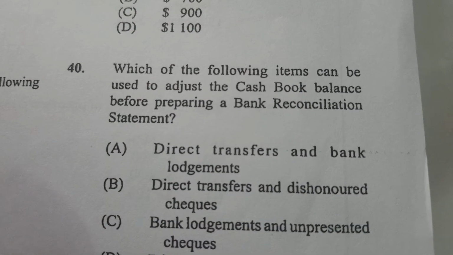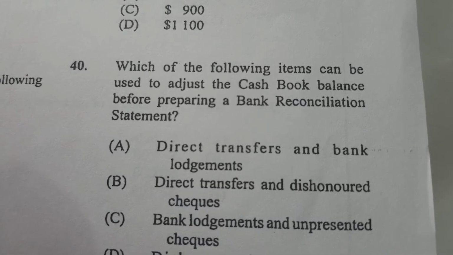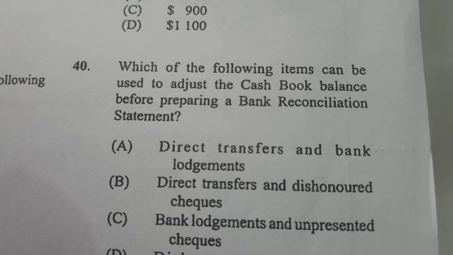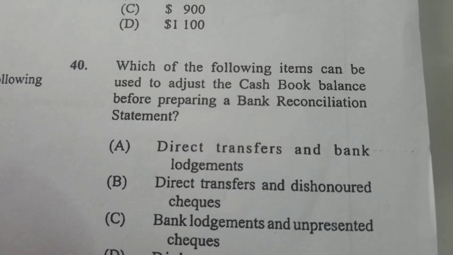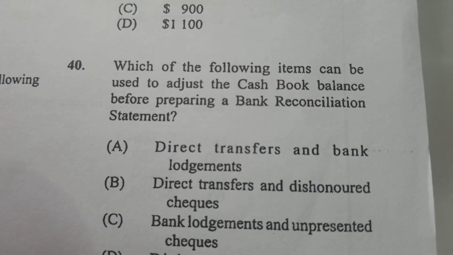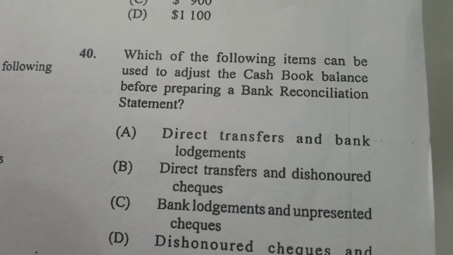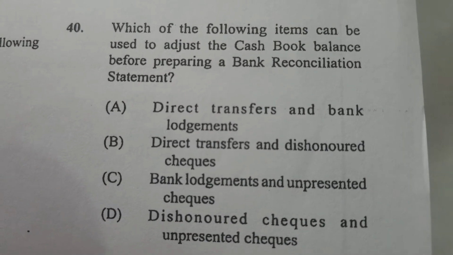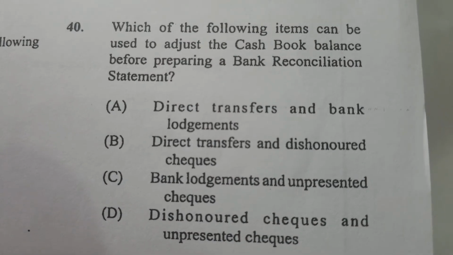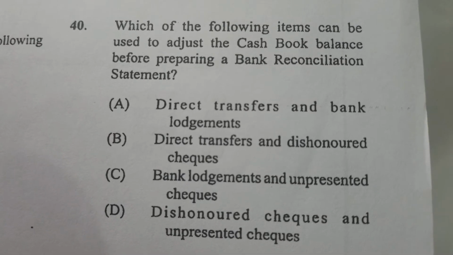Question 40. Which of the following items can be used to adjust the cash book balance before preparing a bank reconciliation statement? Our answer is B, direct transfers and dishonored checks. So our answer is B.